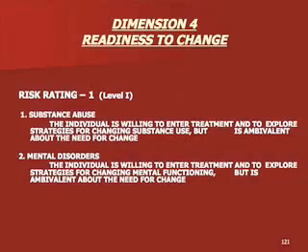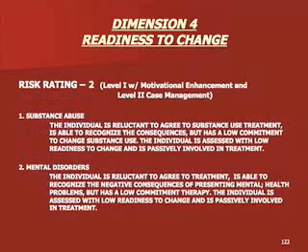When you have a risk rating of 1, typically you're looking at a level 1 outpatient program. It means the individual is willing to enter treatment and to explore strategies for changing, but is ambivalent about the need for change. The individual is willing to enter treatment and explore strategies for changing mental health functionings. Basically the same terminology. We're looking at a risk rating of 1 and a level 1. When we look at a risk rating of 2, we're looking at a level 1 with motivational enhancement and possibly a level 2 with case management.